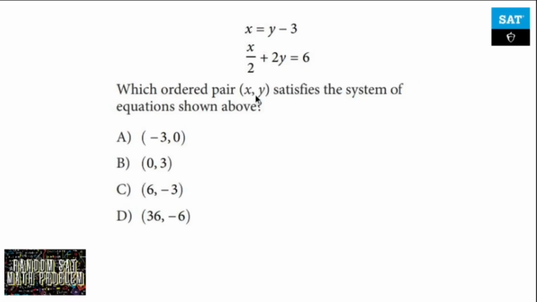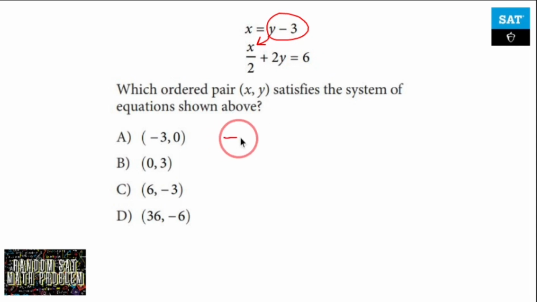Which ordered pair xy satisfies the system of equations shown above? All right, well, probably the easiest way to go about this is doing substitution. I use what's called the blob method. If one of your equations is already solved for a variable, you circle that and prepare to write the other equation, but replace that variable with the blob.